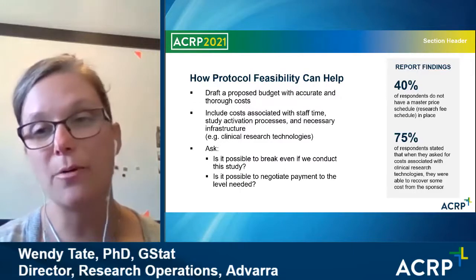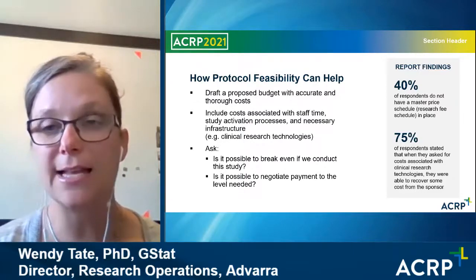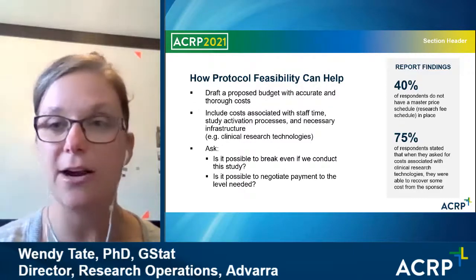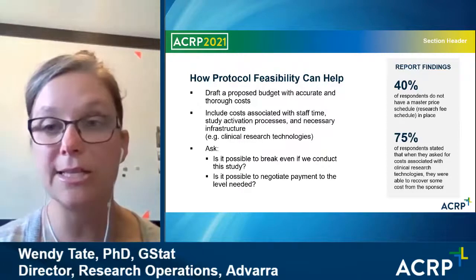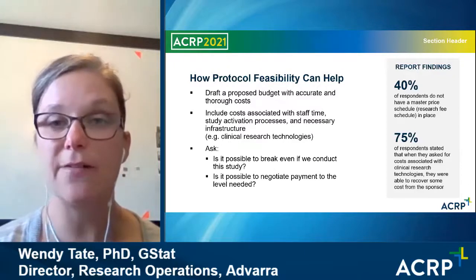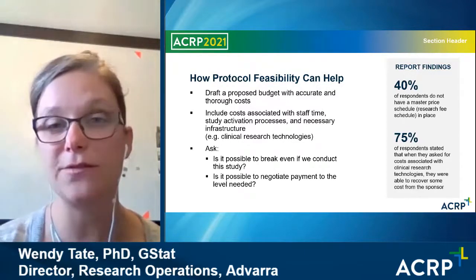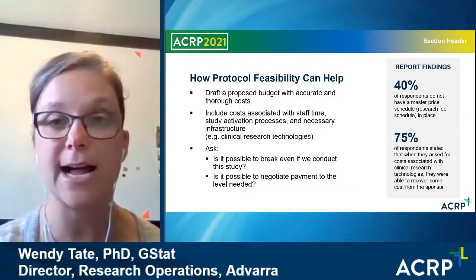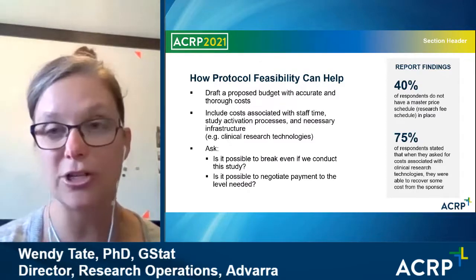And as you can see, our report on the findings on the right can tell us that there are a lot of organizations out there that really have some way to go to be financially successful. 40% of our respondents didn't have a master price schedule in place. A research fee schedule is another way to phrase that. How do they know what research is actually costing them?